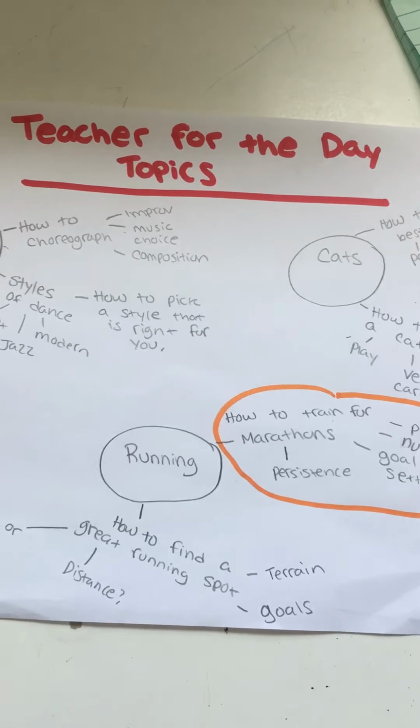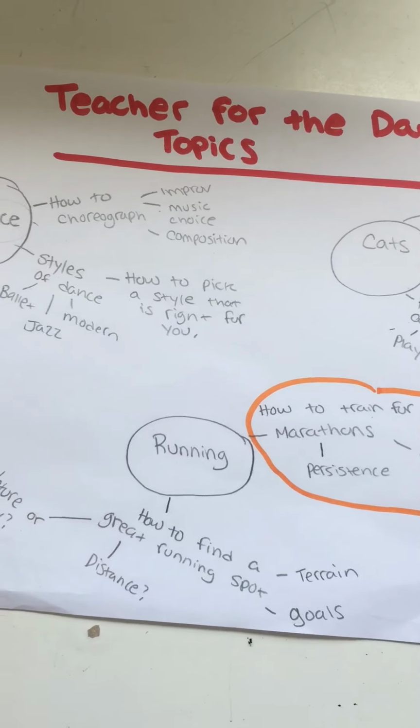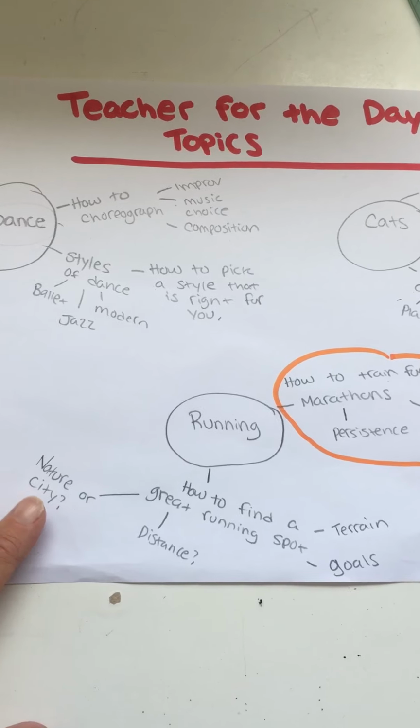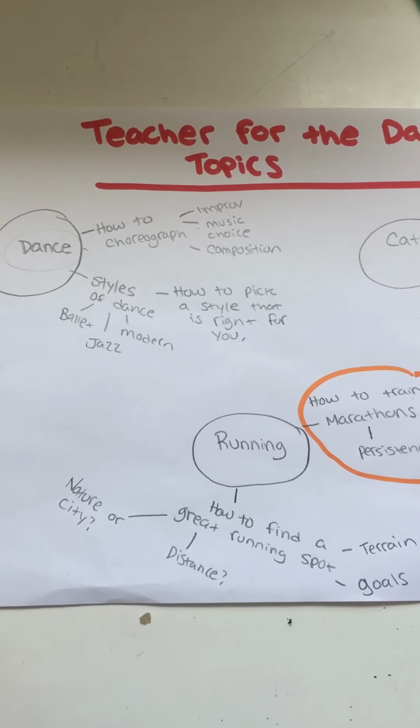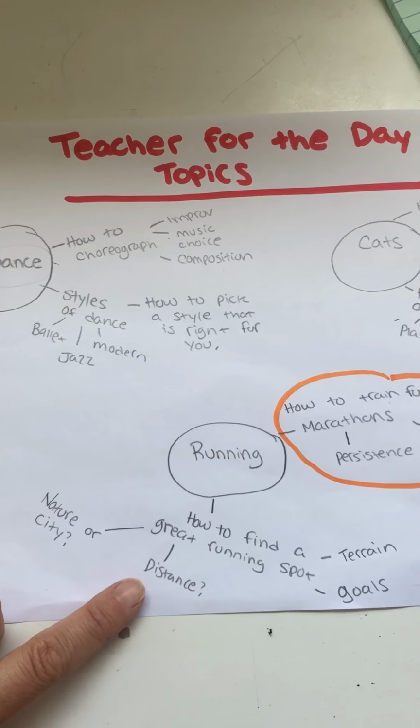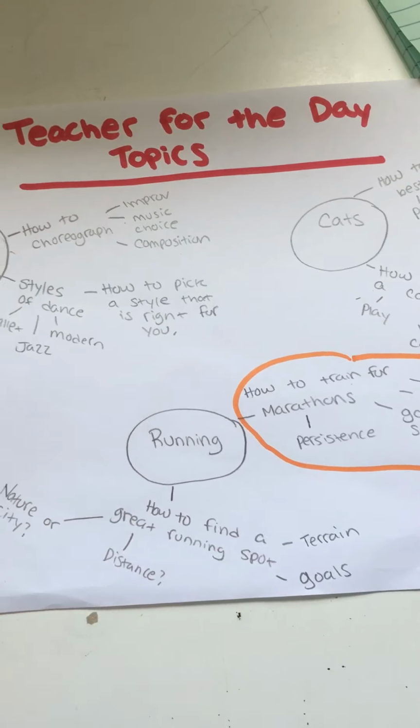And another one I could do is how to find a great running spot. I know a lot of great running spots in Oakland, and I could give people advice on, do they want to go to nature or the city? How do they choose a good distance and think about terrain and goals?